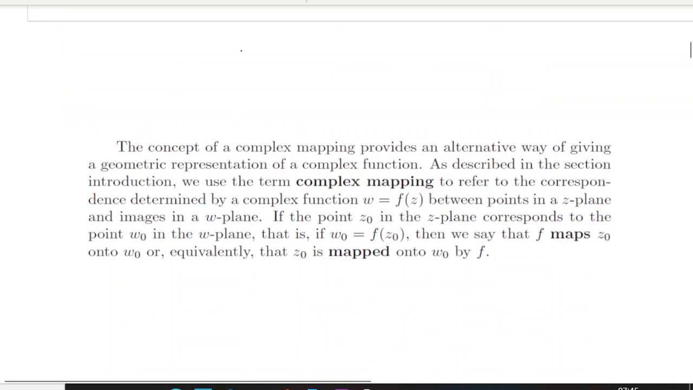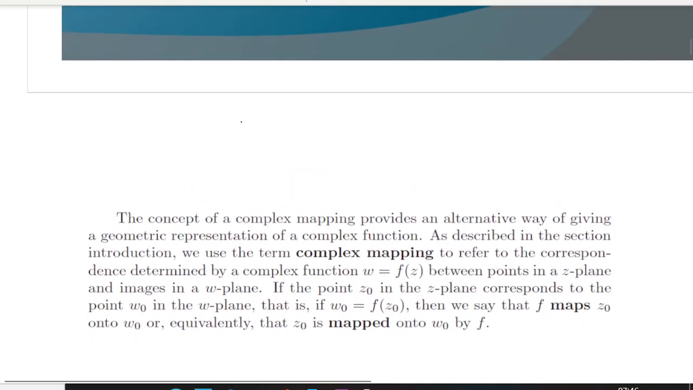Today we will discuss complex functions as mappings. In order to study a map, we study the graph of the function. But when you are dealing with complex numbers, it is very difficult to draw the graph, since our graph lies in four-dimensional space. So we will have an alternative, the complex mapping. The concept of complex mapping provides an alternative way of giving the geometric representation of a complex number.